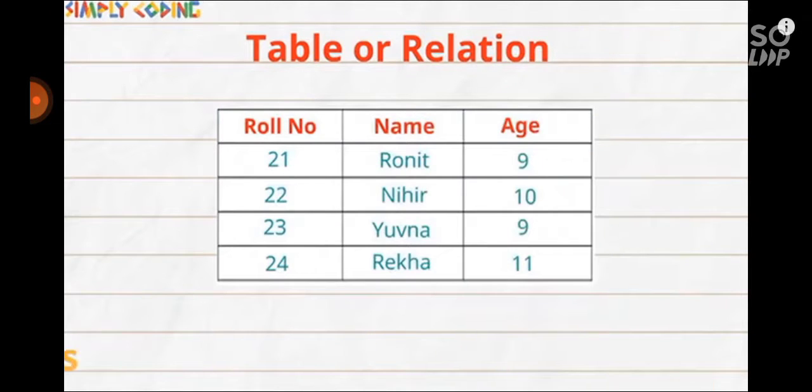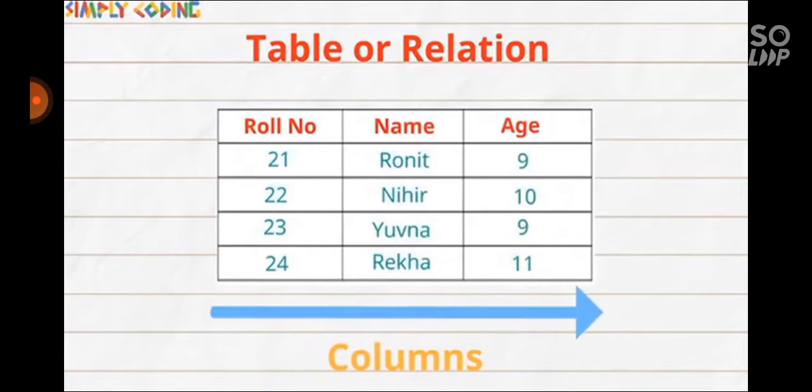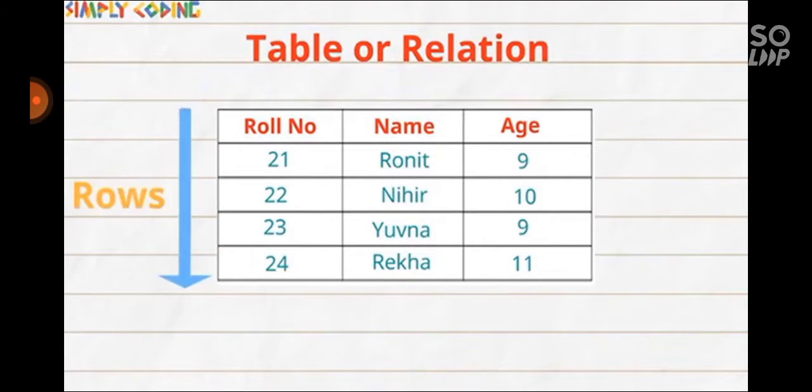In a table or relation, the number of columns represents the degree of the relation. As in the example, the degree of the relation is 3. Similarly, in a table, the number of rows or tuples represents the cardinality of the relation. In the example, the cardinality is 4.